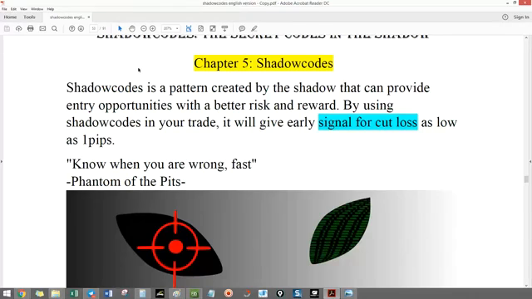Shadow codes is a pattern created by the shadow that can provide entry opportunity with a better risk and reward. By using shadow codes in your trade, it will give you an early signal for cut loss as low as 1 pip. Know when you are wrong fast.